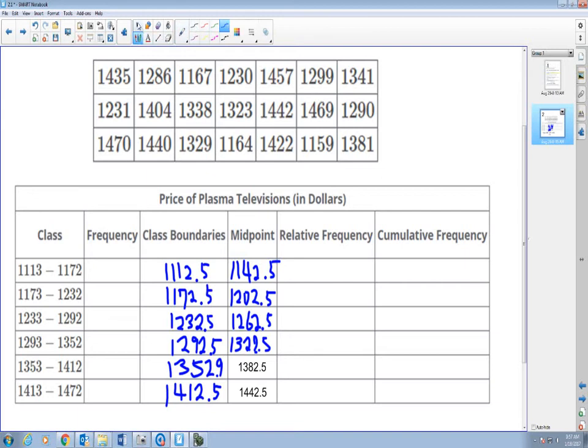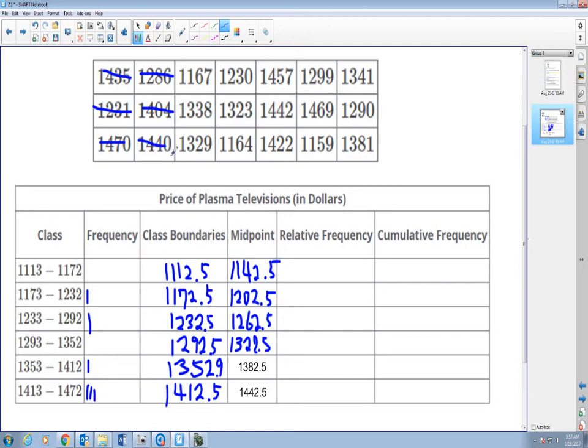Alright, so for me to find relative frequency, I need to find the actual frequency. So that means we're going to do some counting over here for a minute. So I'm going to scratch this off as I go along. I'm going to tally them first, and then I will write down the number. So 1435. This first data number should fall into the last class. I'm going to tally. 1231, that will be right here. 1470 is the last one. 1286, right here. 1404 should be this one.